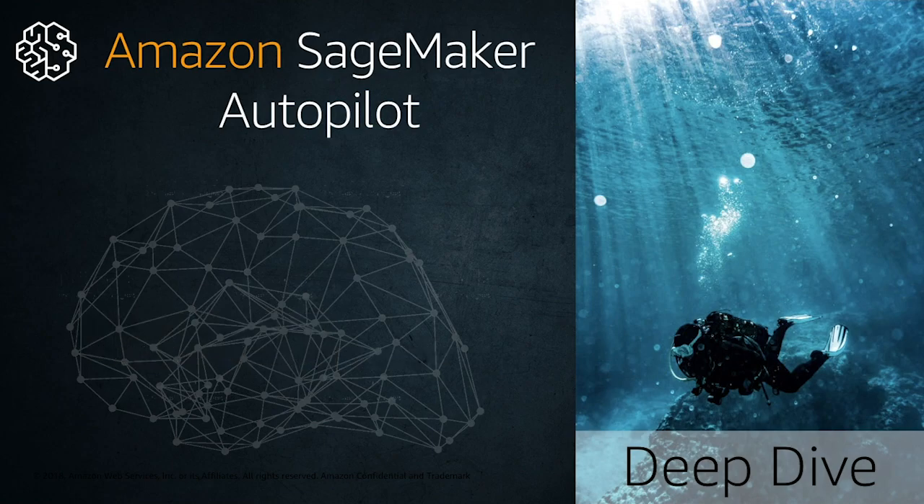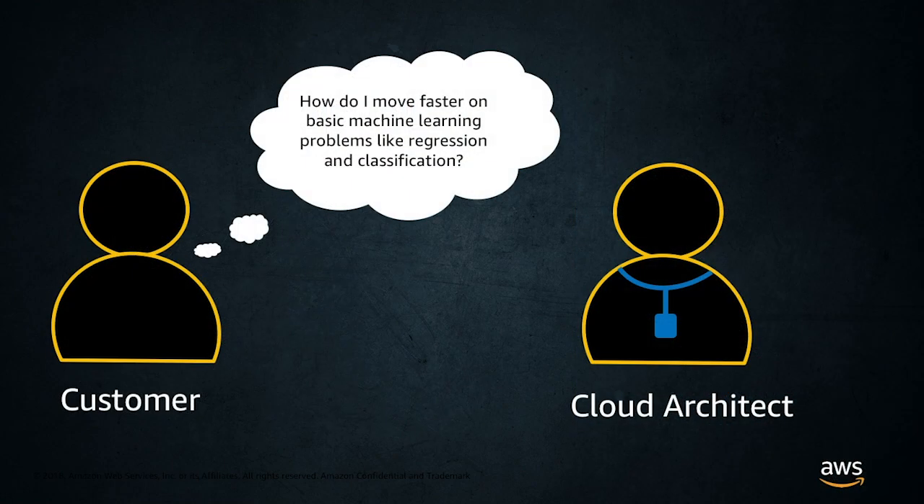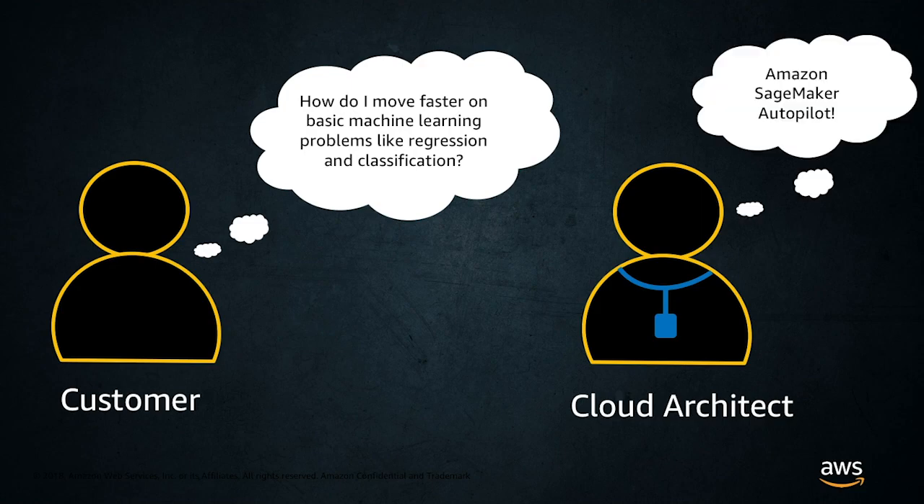So today we're going to talk about Autopilot, Amazon SageMaker Autopilot. You might be thinking to yourself, how do I move faster on basic machine learning problems like regression and classification? I mean, we see these cases over and over again. There's a lot of technology and methods that are already built. Can I just use those automatically? And the answer there is now Amazon SageMaker Autopilot.